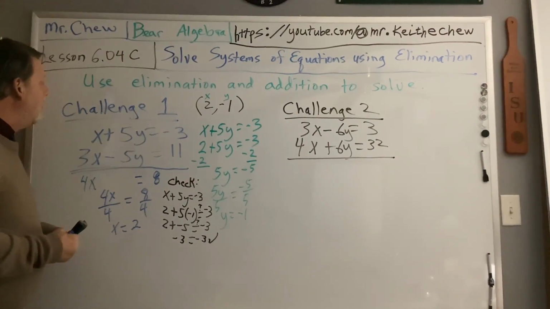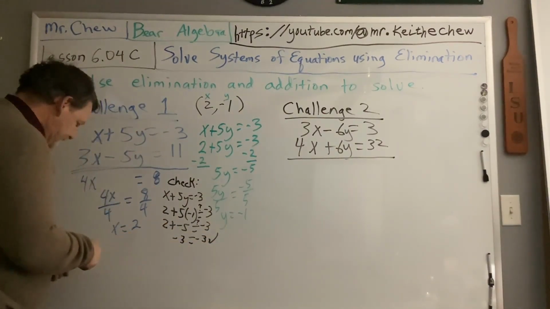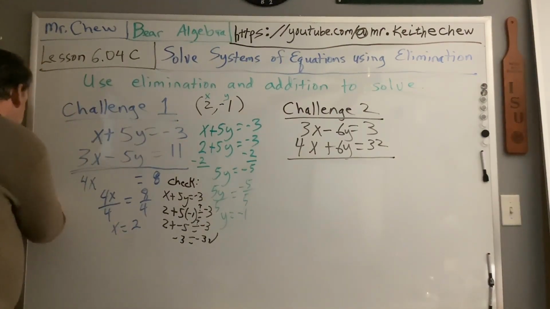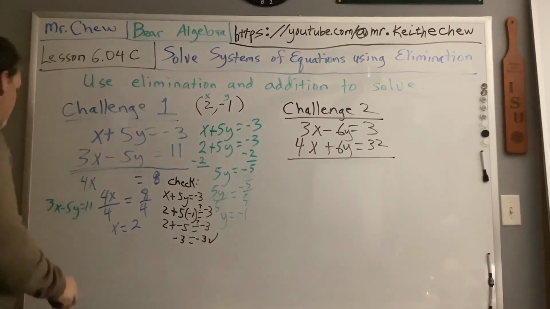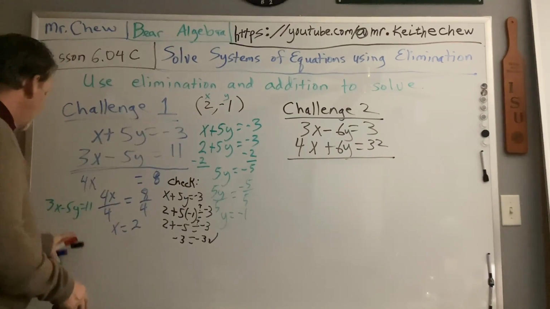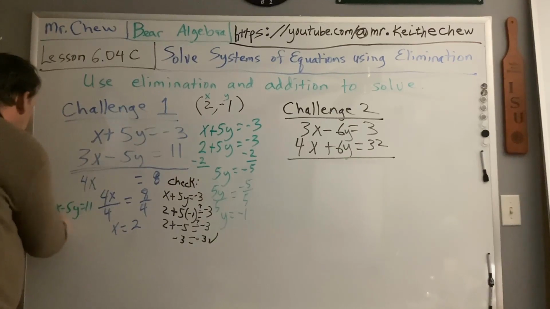Okay, so now you're saying, well, now what do I do? Now I'm going to check the second equation. So, let me write it over here. I have my 3x minus 5y equals 11. Wherever I have an x, I'm going to put a 2. And where I have a y, I'm going to put a negative 1. So 3 times 2 minus 5 times negative 1, I'm saying, does that equal 11?